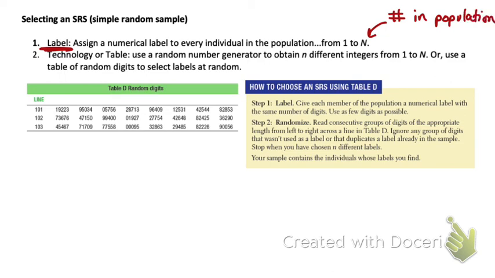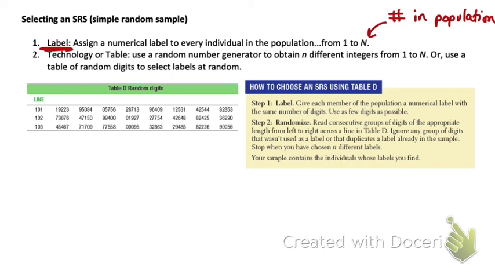Now, technology is one way to do it, or Table D. Do me a favor, guys. Look at the back side of your notes. That is Table D. This is the table of random digits.